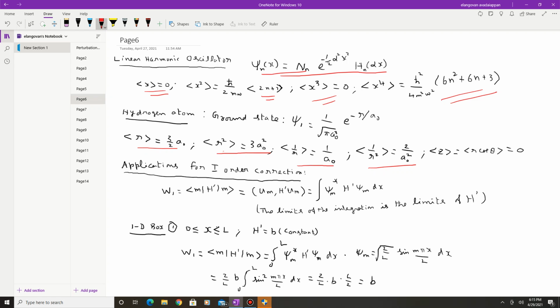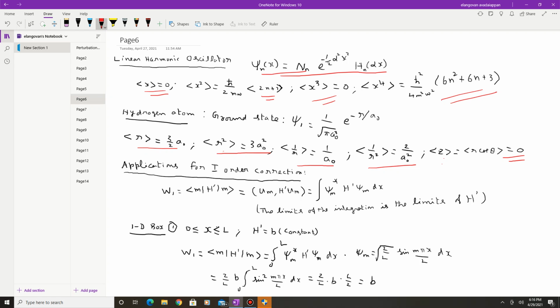The expectation value of z, where z is equal to r cos theta, is calculated as 0. Now we remember all the results so that you can do these problems easily. Now let us do some applications for first order correction.